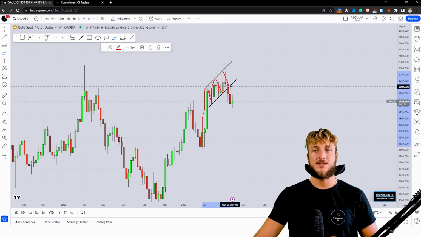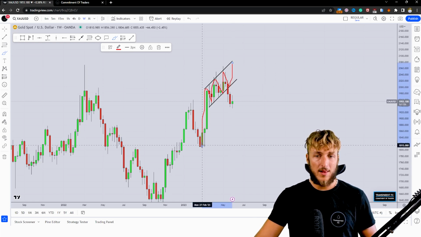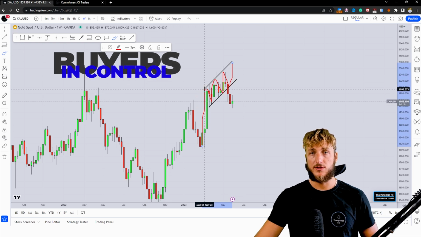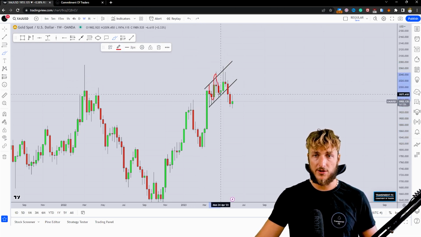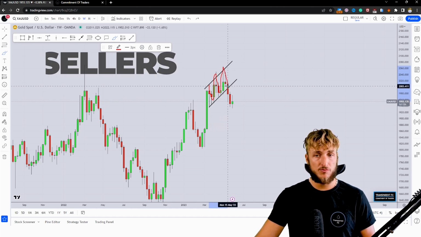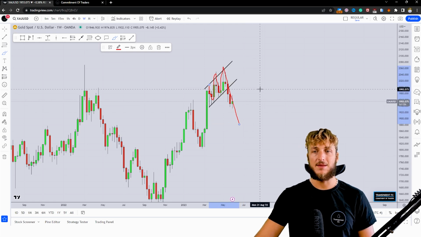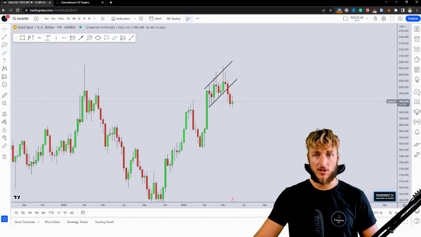Now, why is an ascending channel an exhaustion pattern? Because it shows how while before buyers were clearly in control, from here, every time that the market creates a new higher high, new sellers come into the market, meaning that this is an exhaustion pattern after which you could expect bearish price action to be developed, which is in fact exactly what the market did.